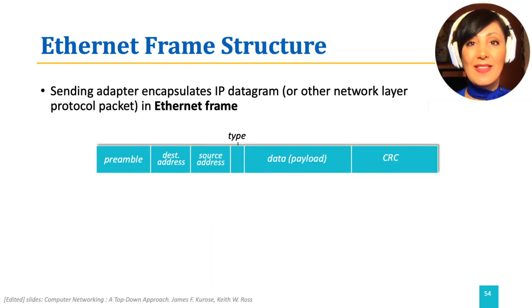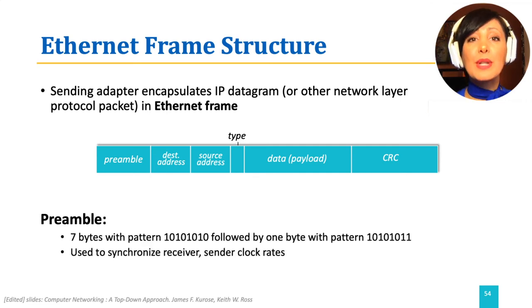We discussed that in layer 2, the sending adapter encapsulates the IP datagram within a frame. Let's take a look at the Ethernet frame structure. An Ethernet frame starts with 8 bytes called the preamble. The first 7 bytes of the preamble have the bit pattern 10101010, and the last byte has the pattern 10101011. These last two bits let the adapter know that the important fields of the frame are now coming.